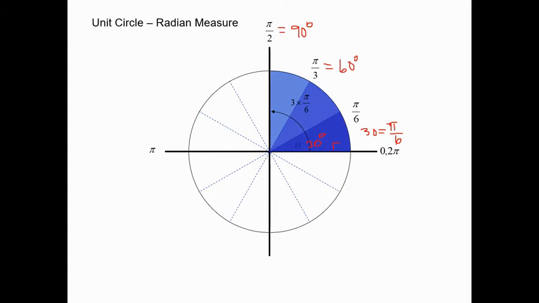Okay, we're going to continue into the second quadrant. Now we've gone another 30 degrees, so this is 4 times pi over 6, and that will give us 2 pi over 3.